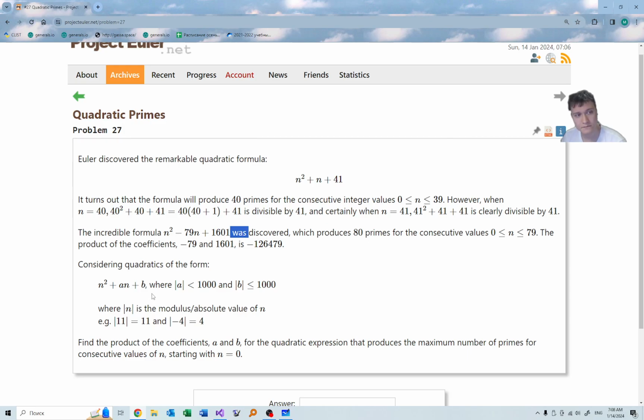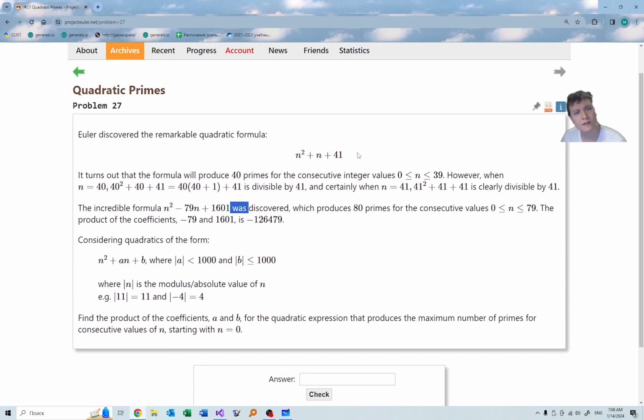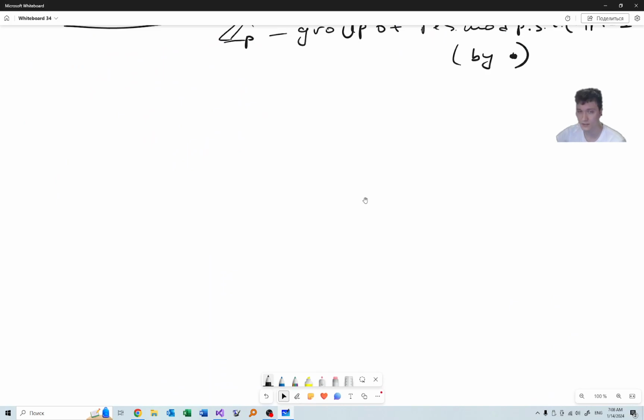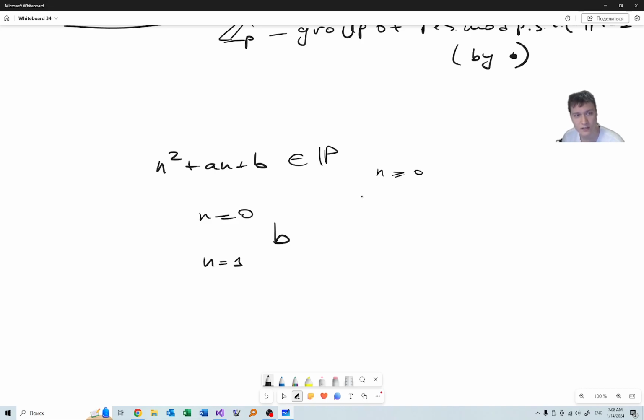So I'm actually interested if there are some fast ways. I have come up with not a fast way. We simply have n squared plus a n plus b, it should be prime for n at least 0. So first of all, if I take n equals 0, this is simply b. And if n equals 1, it is simply 1 plus a plus b. Okay?